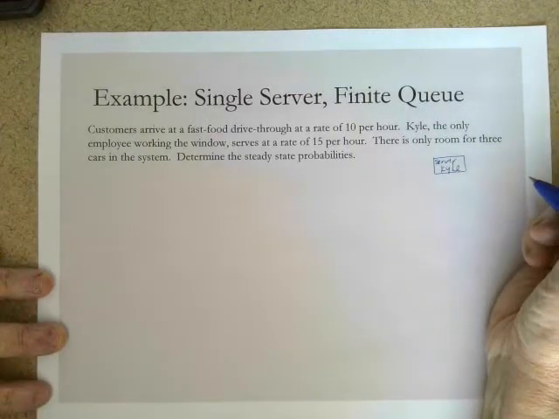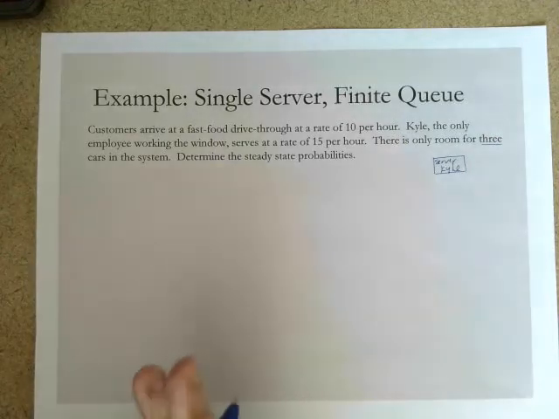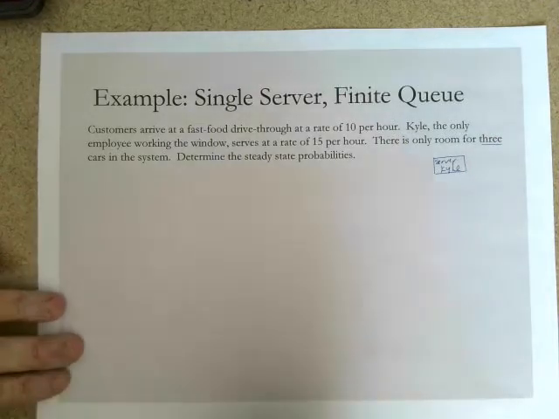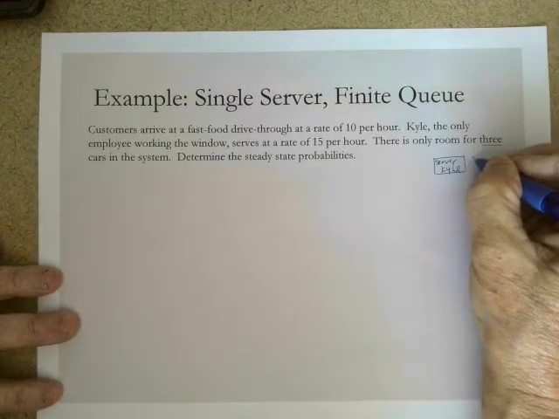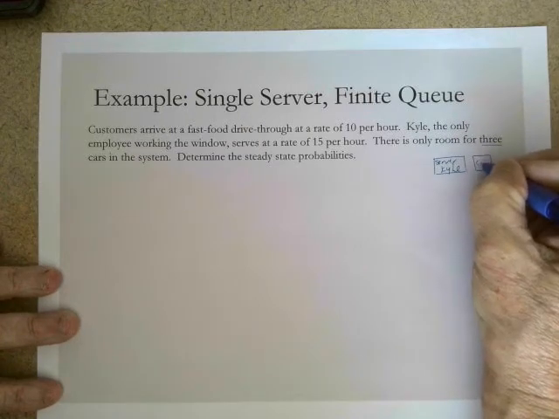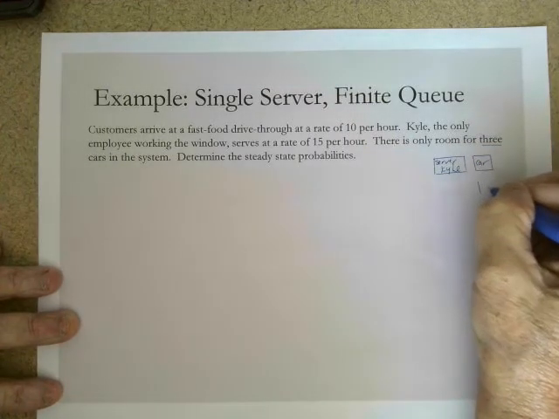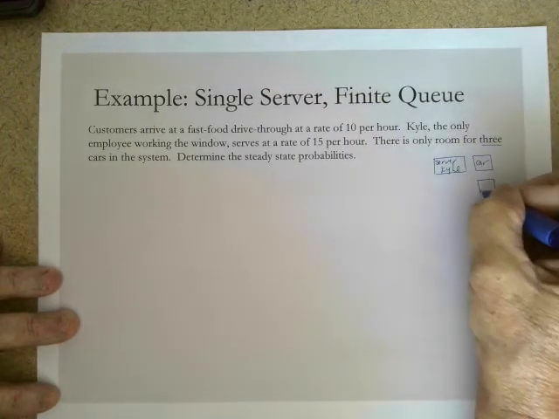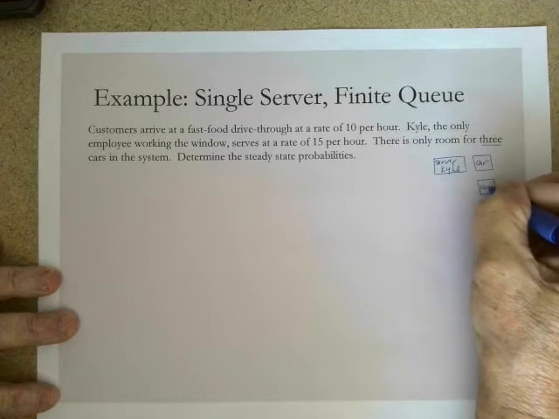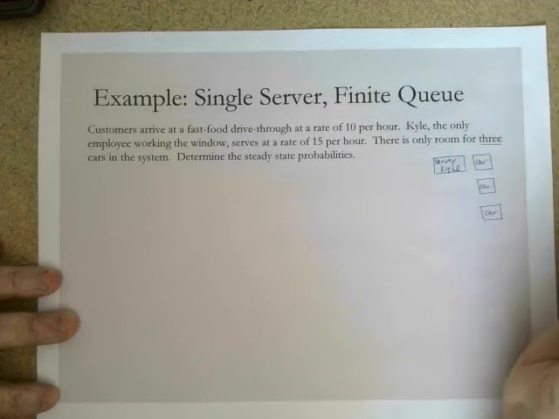And it says we've only got room for 3 cars in the system. So I'm just trying to show a simple example of a birth and death process. So this is going to be car 1, the car that's in service. And we have room for only 3 cars in the system. So right here, this would be an example of our system at full capacity.